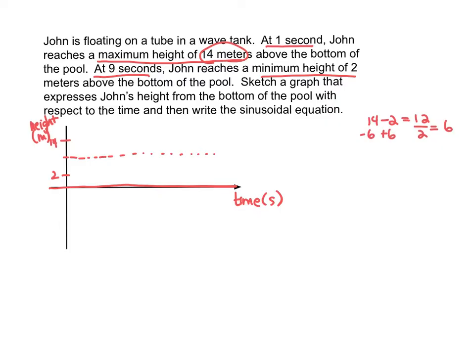So if we go 14 minus 6, we get to 8. If we go 2 plus 6, we get to 8. So we know our midline is going to be 8. That is going to be represented by our d value.